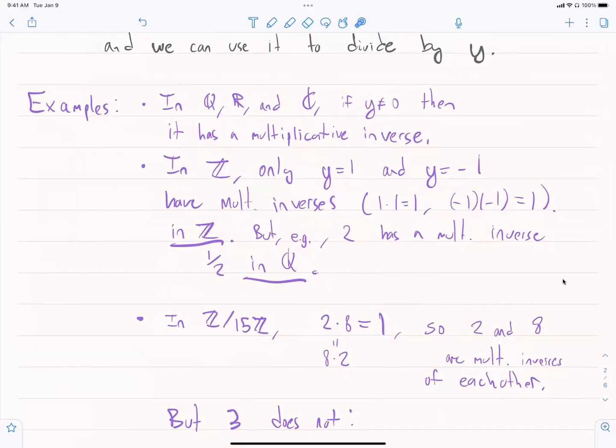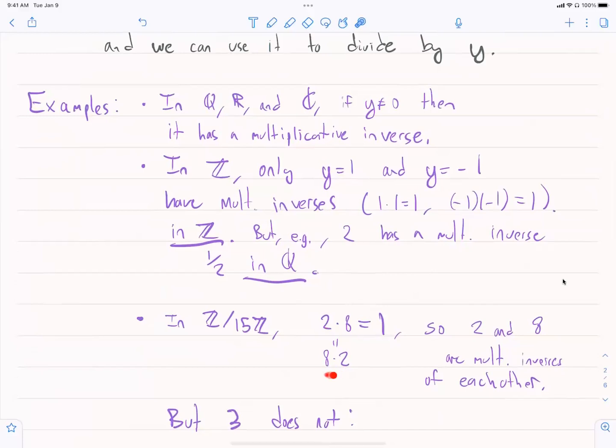Just as a concrete example, if I look at Z mod 15Z, then I have the equation 2 times 8 is equal to 1. Recall that's because 2 times 8 is 16, and to work in Z mod 15Z, you shift by a multiple of 15 until you're between 0 and 15. So we shift down by 15 and we end up at 1.